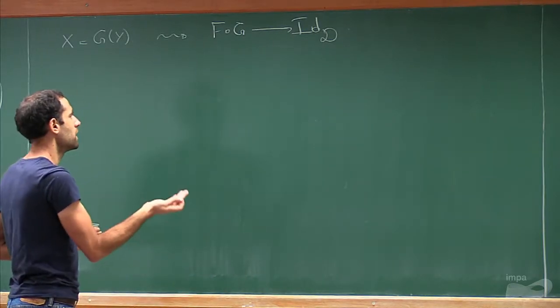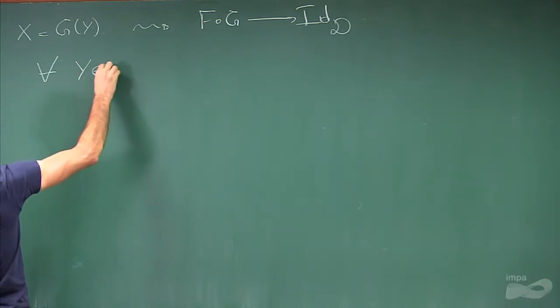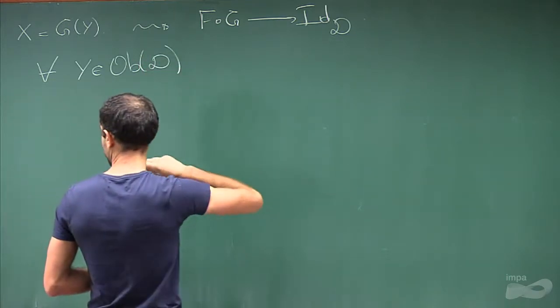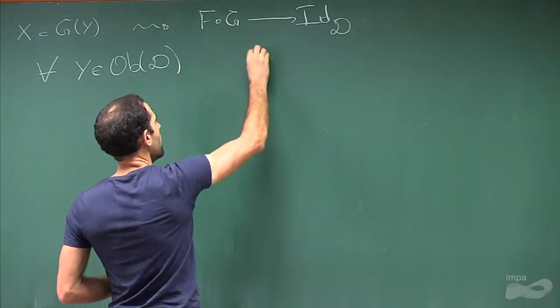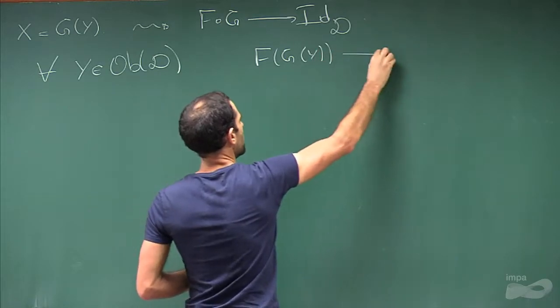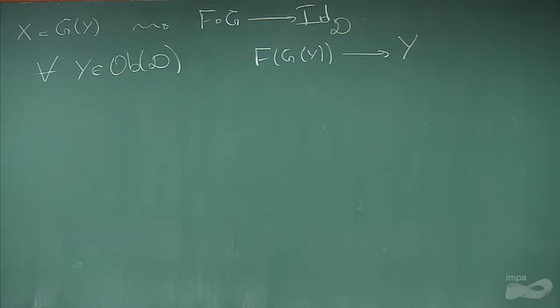So in other words, for every object y in the category D, we've obtained a morphism from f of g of y into y, which is the image of the identity of y, which is now an element here under this isomorphism.